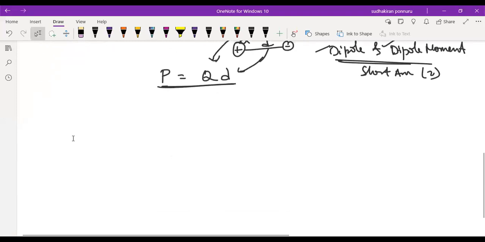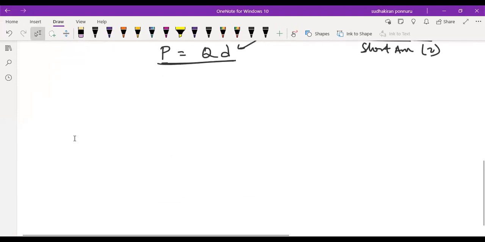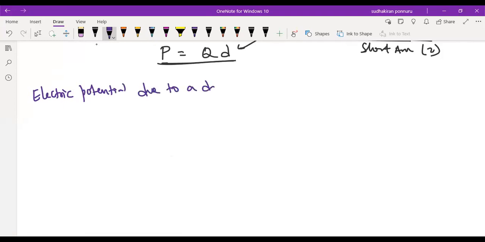Now we are going into the next concept. So that is electric potential due to a dipole. Electric potential due to a dipole. So you can have a star mark for this. They are going to have it for essay type of answer. Okay.